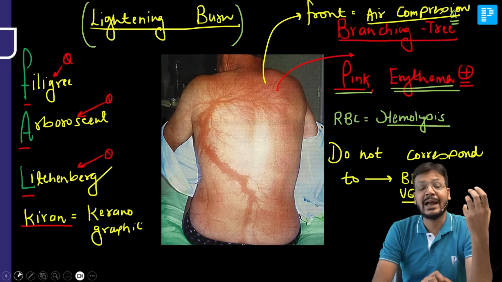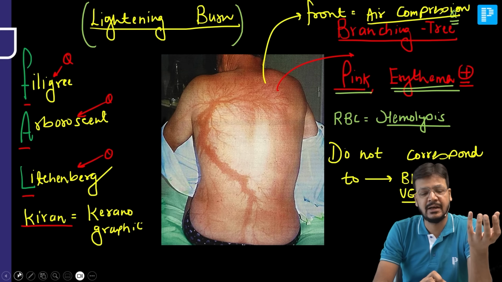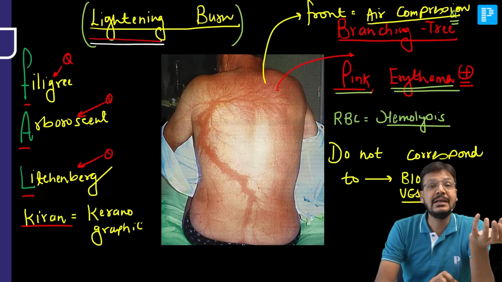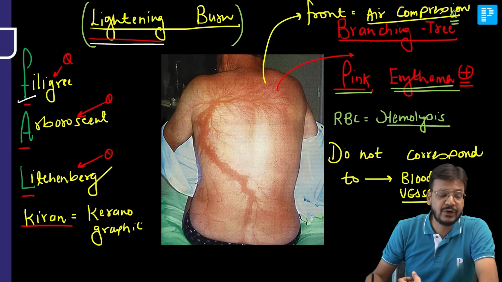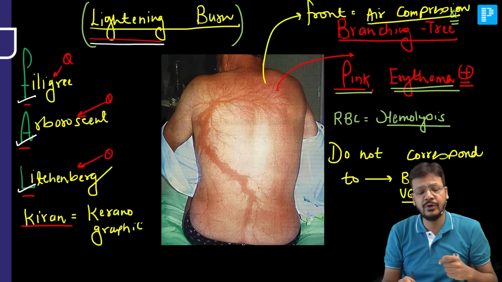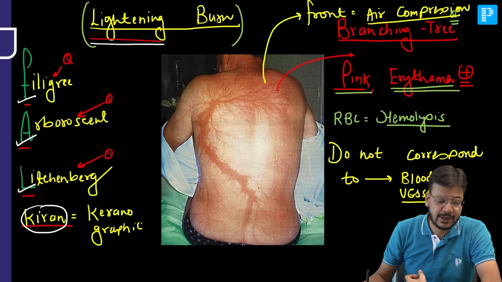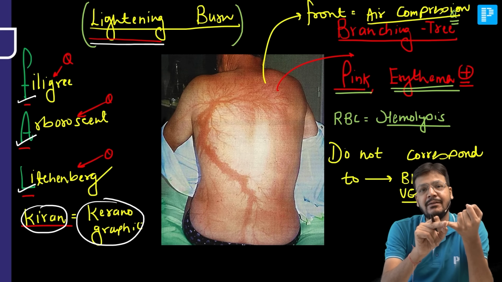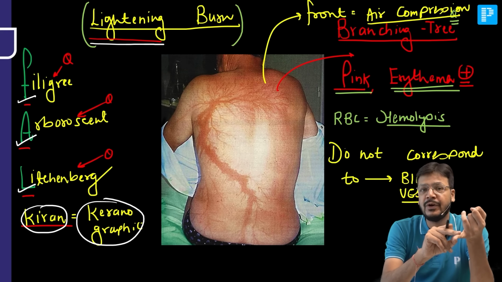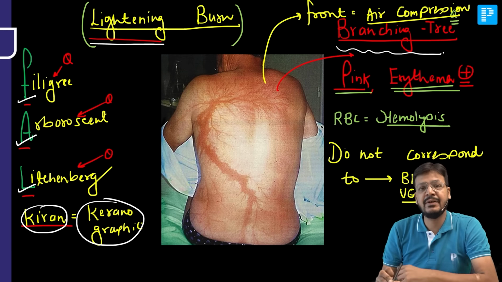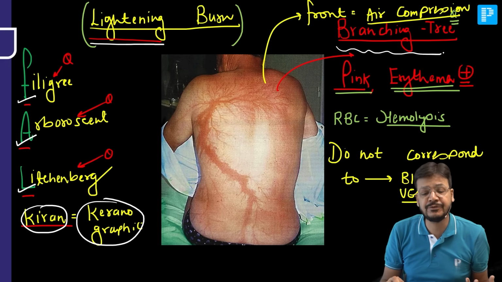Now sir, I am coming to the lightning injury, because you can get this picture in your exam. Lightning injury, how to remember? My dear friend, lightning in Hindi is known as bijli. So if bijli falls on you, bijli fall: F for filigree burn, A for arborescent burn, L for Lichtenberg burn. And bijli falls on your body as a kiran, that is a keraunographic burn. These have a branching tree pattern, branches of the leaves pattern.